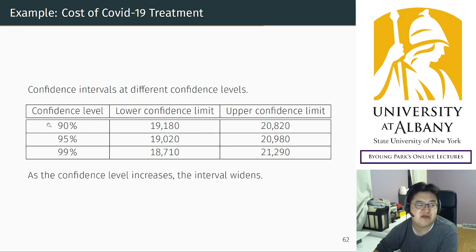If you use 3 different confidence levels using the same numbers, given the same data, you are going to get 3 different confidence intervals, and you see the interval increases. So the lower limit decreases and the upper limit increases. That means the interval widens as the confidence level increases.